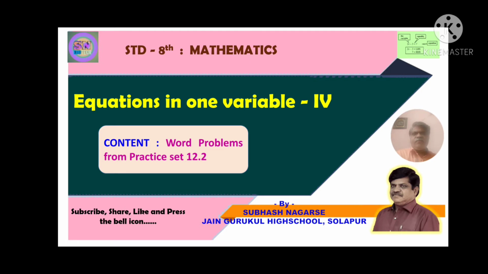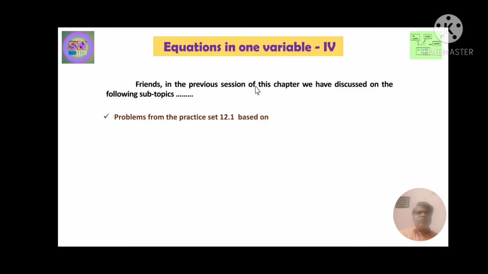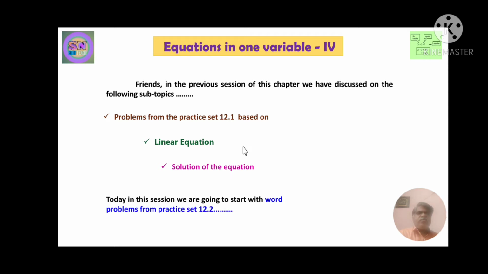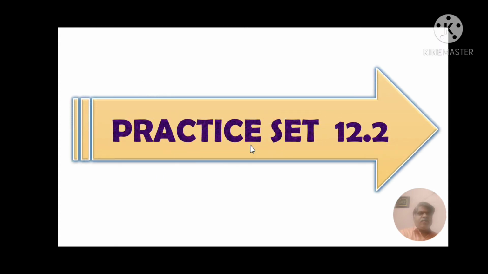The topic is equations in one variable, part 4. In this session, we are going to discuss the word problems from practice set 12.2. Friends, in the previous session of equations in one variable part 3, we discussed problems from practice set 12.1, which were based on linear equations and the solutions of the equations. Today we will discuss the word problems from practice set 12.2. So friends, let us start with practice set 12.2.